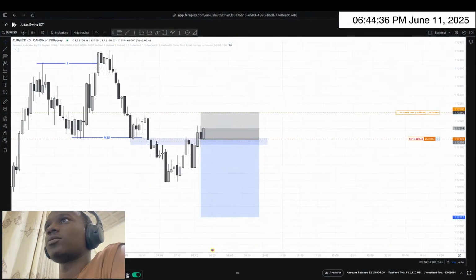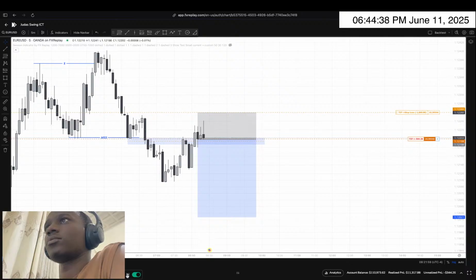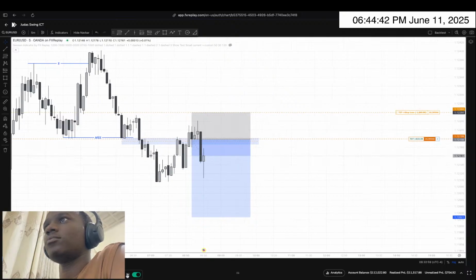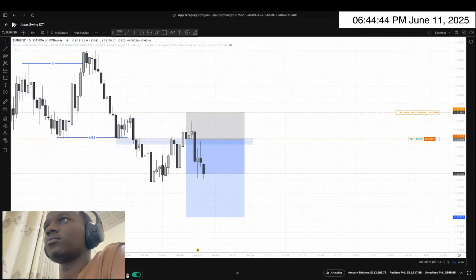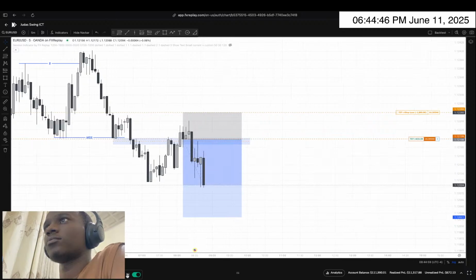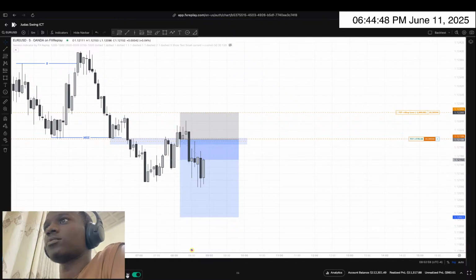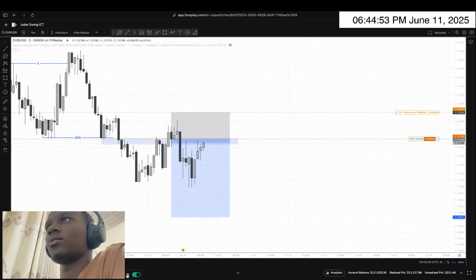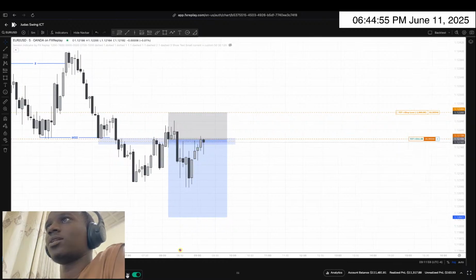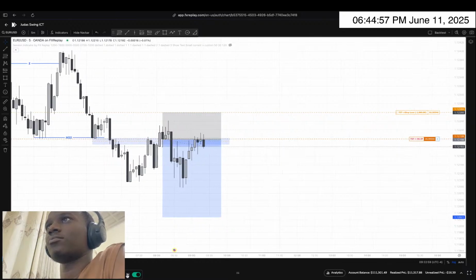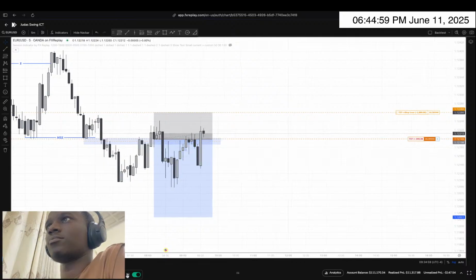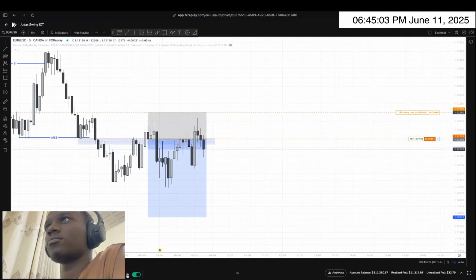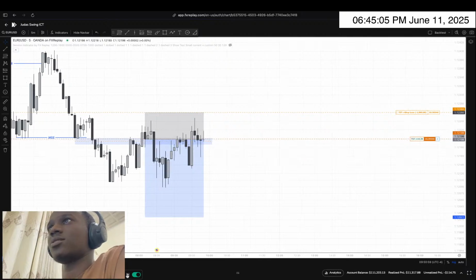Let's see how it goes. So we're rejecting. Okay. News didn't do something big, but consider we're trying to reject that level. Market's dancing around.